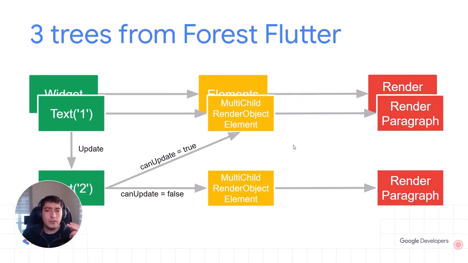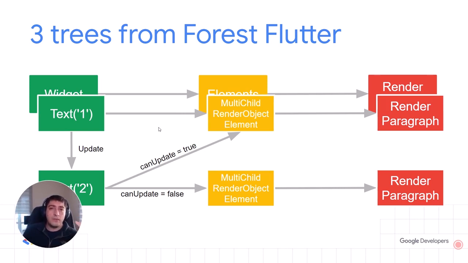Why is it important? Because elements and render objects are the heavyweight objects that are doing the work for us. And whatever we can reuse is valuable. For that purpose, Flutter has a special mechanism. So we have a text here, okay? And we are updating the text. When we update it, the Flutter SDK asks, can I update this? Can I update it by using the same widget?